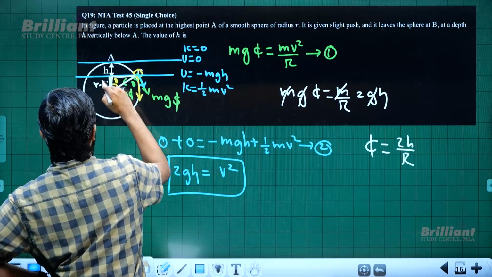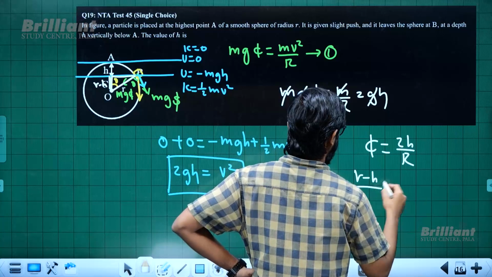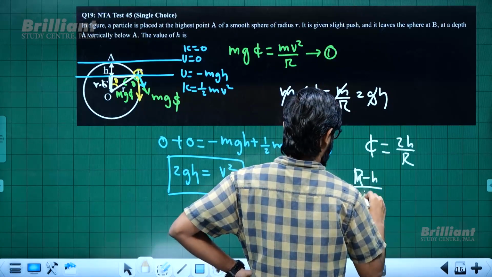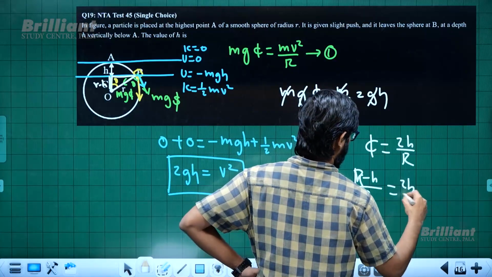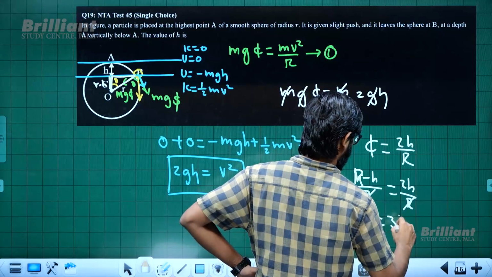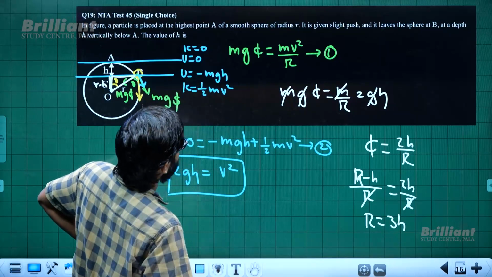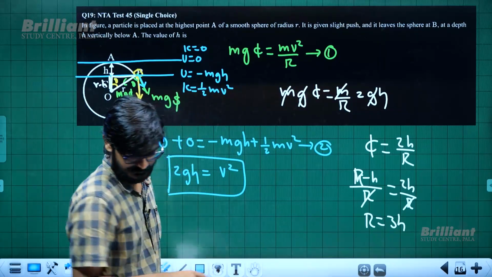So this is r minus h. Cos theta is r minus h by r, equals 2h by r. R and r will go. So r equals 3h, h equals r by 3.